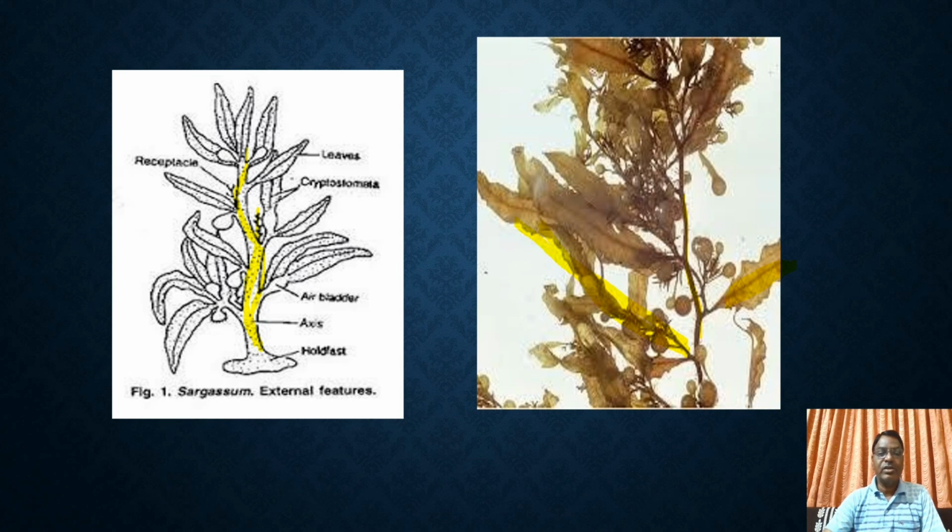And the last structure that we have studied is the receptacle, which is the fertile structure that produces sex organs for the process of sexual reproduction. So this is about the thallus structure of Sargassum, which is a sporophyte, diploid, erect, multicellular, macroscopic, that measures about 10 centimeter to 50 centimeter in some species of Sargassum.